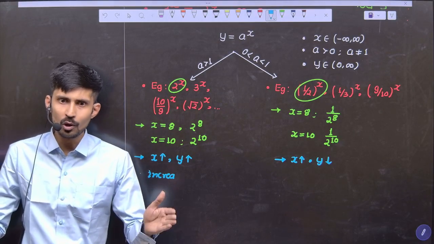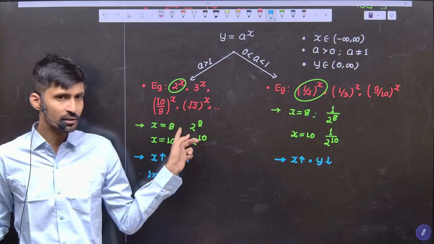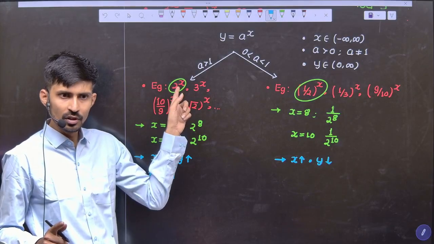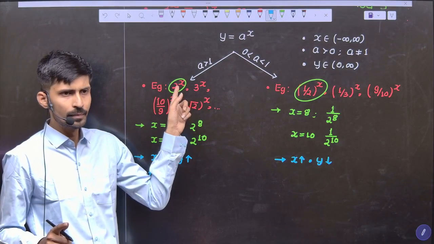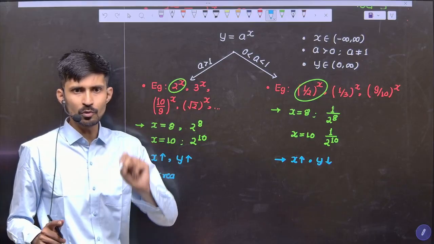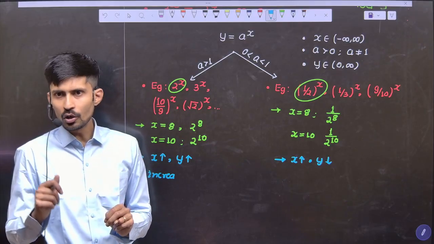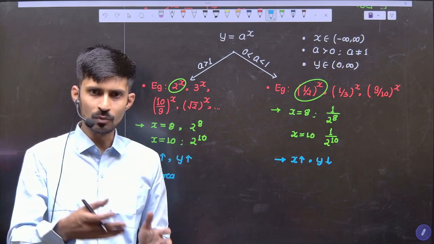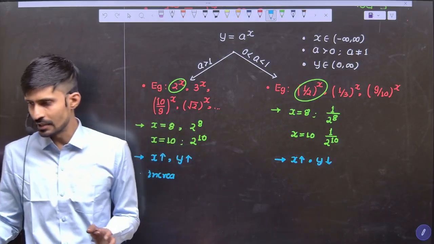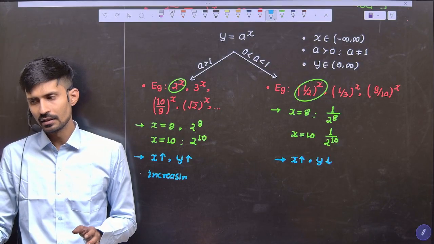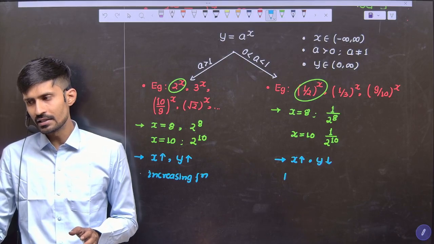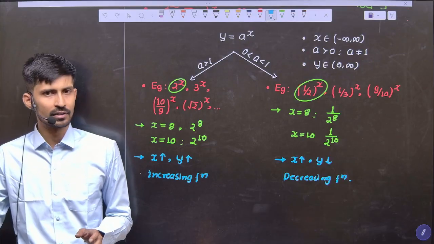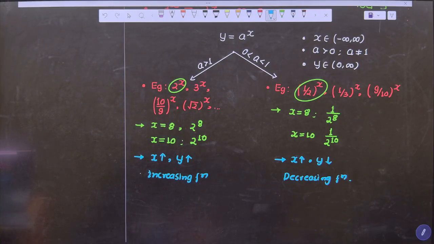More input, more output. Suppose you are giving input 0 and 1: 2 raised to 0, and 2 raised to 1. So 2 raised to 1 is 2. Out of 0 and 1, both were input. Which input was more? 1. And we got 2 as output. Out of those, which output is more? 2. It means more input will give you more output, less input will give you less output. So we say this is increasing function, and we say this is decreasing function.